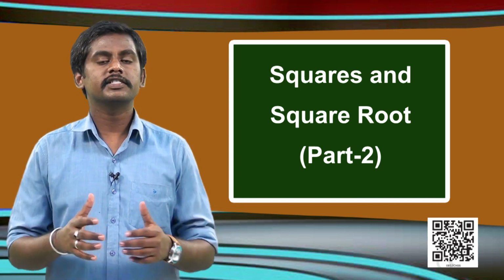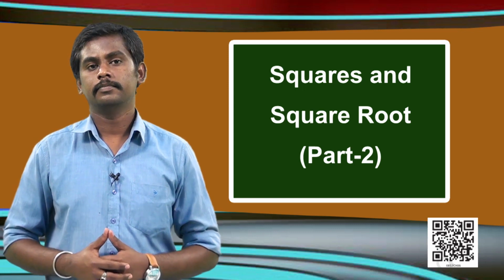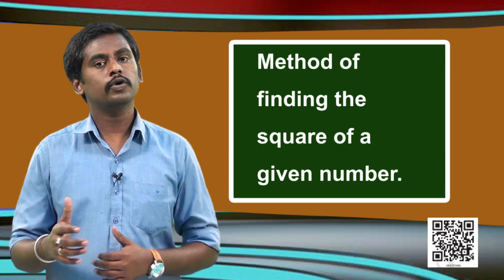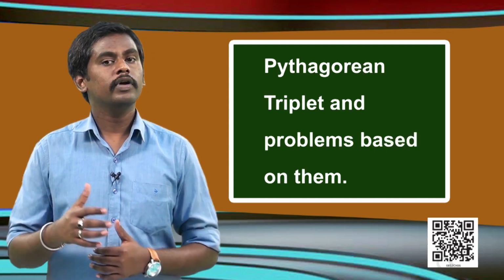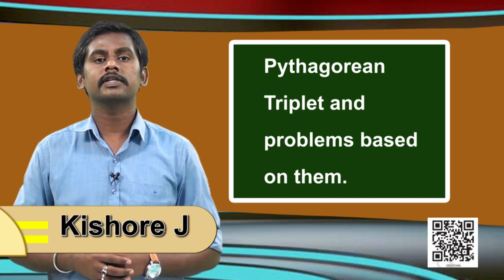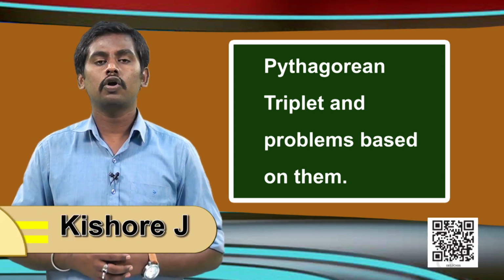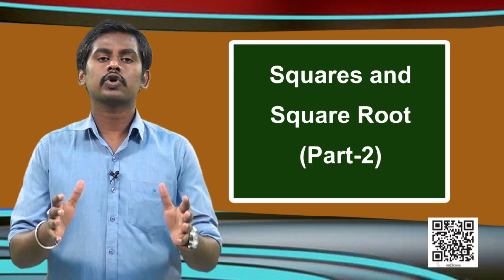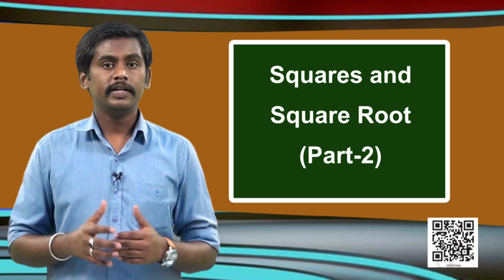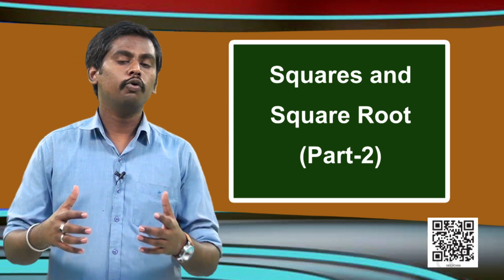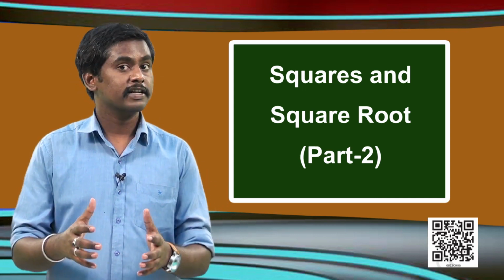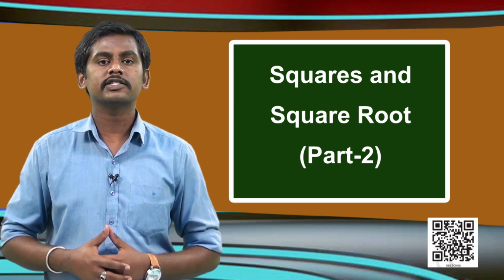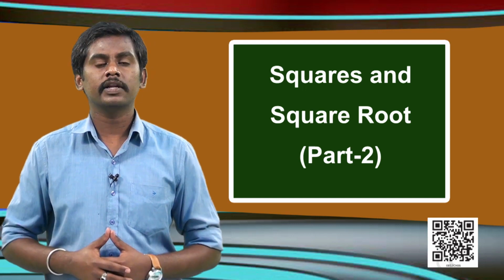Students, here we end the class. Before we wind up, let's try to recollect what all things we have learned today. We have learned the methods of finding the squares of 2-digit numbers and also 3-digit numbers. Later, we also studied a special collection of 3 numbers called Pythagorean triplet and also solved problems based on them. So here we end our discussion on squares. But students, we have learnt, given a number, how to find the square of it. But is the reverse possible? Given a square number, can we find a number to which it is a square? We will answer this question in our next class.